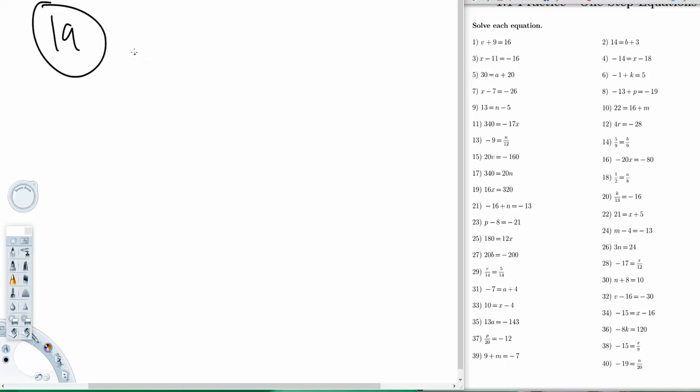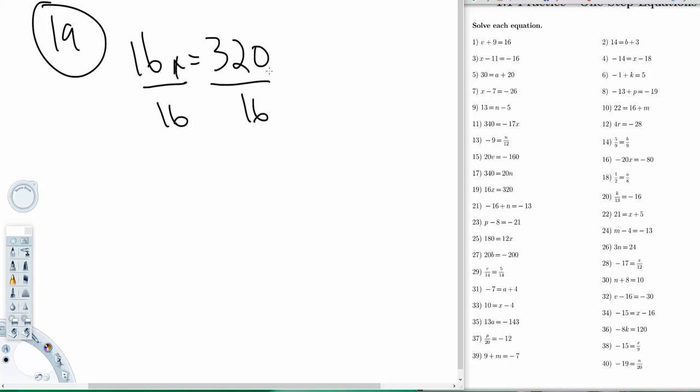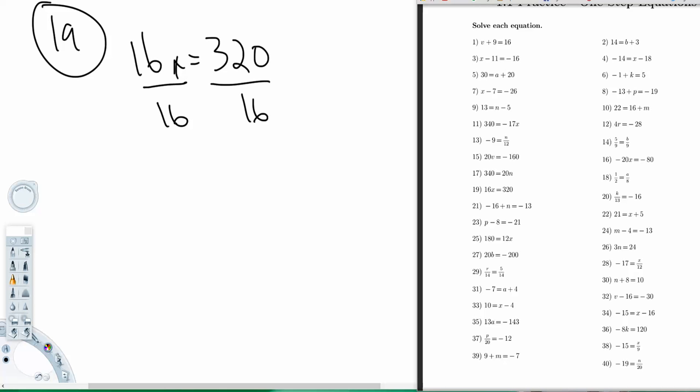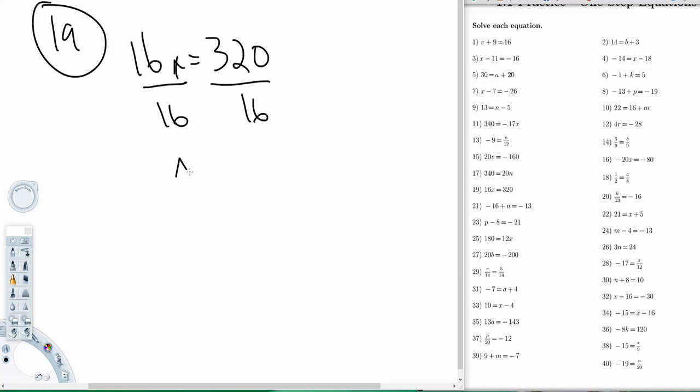Moving along, number 19, 16x equals 320. So we have to divide both sides by 16. And I'll press pause to figure out what 320 divided by 16 is. And the answer is 20.